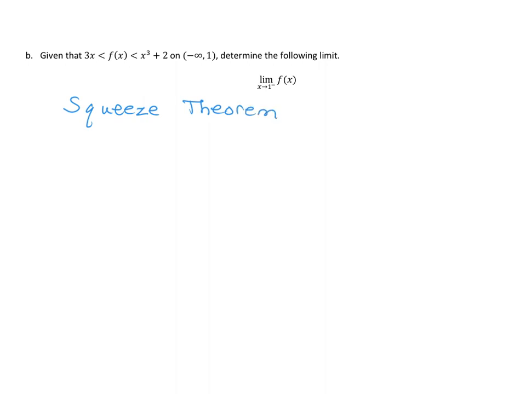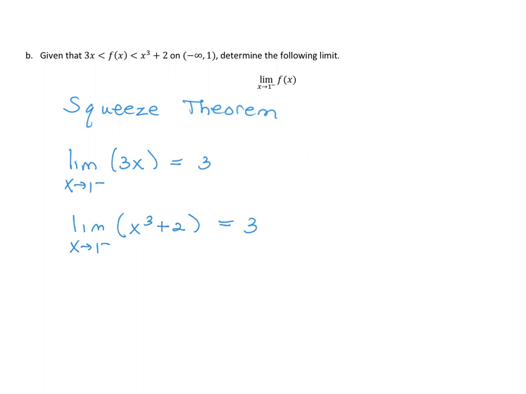Here's the observation to make. We don't know f of x, but we can look at 3x and say, well, what happens to that as we approach 1 from the left? The limit as x approaches 1 from the left of just 3x is, well, you can put 1 in place of x and you get 3 times 1, which is 3, okay? Now you look at the other function, so the limit as x approaches 1 from the left of x cubed plus 2. And if you put 1 in place of x, you get 1 cubed, which is 1, and 2, and that gives you 3.